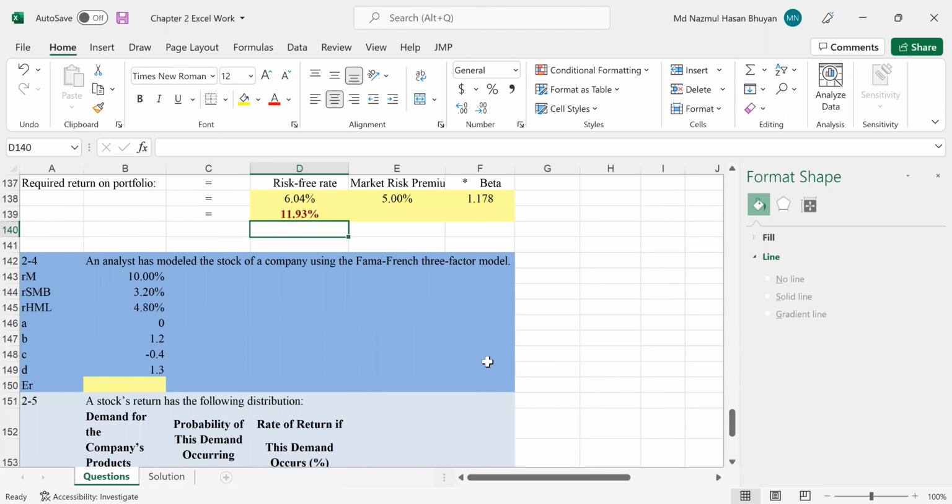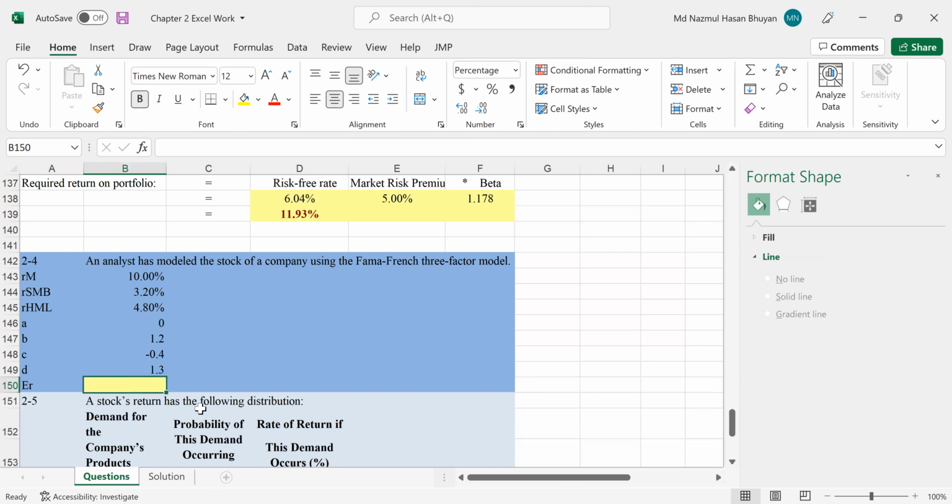All right. Now, let us calculate required rate of return using the Fama-French three-factor model. Here, we know the risk-free rate, 0%, and then coefficient for market return, SMB, HML.